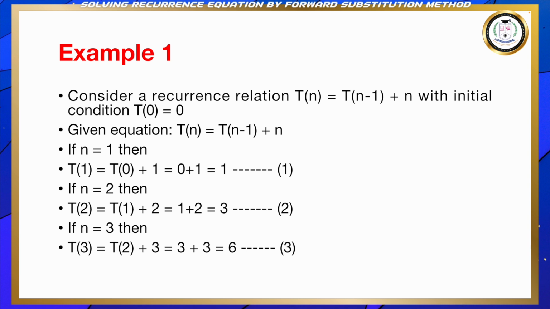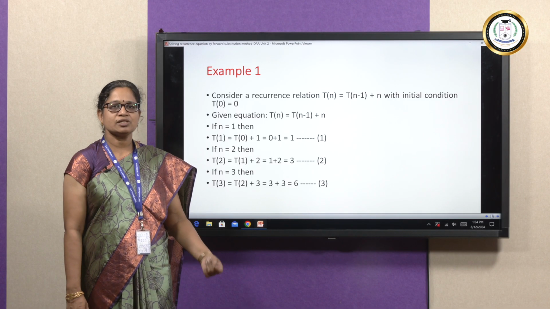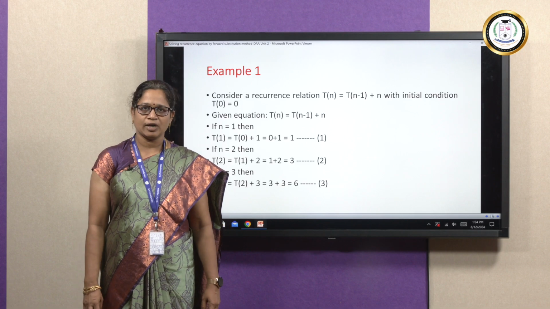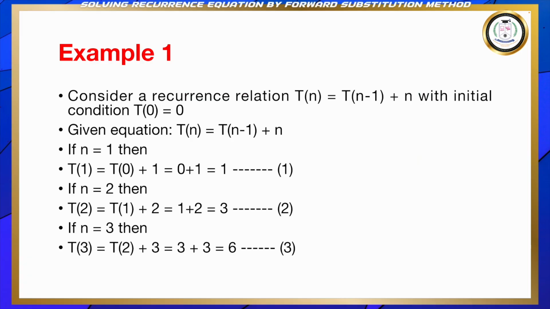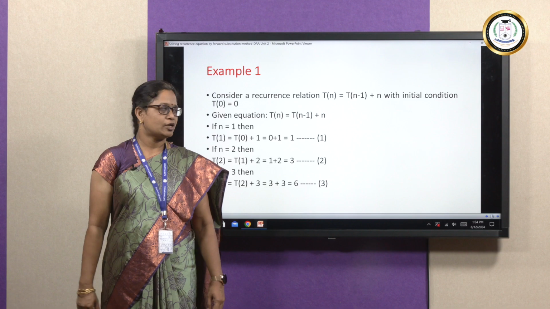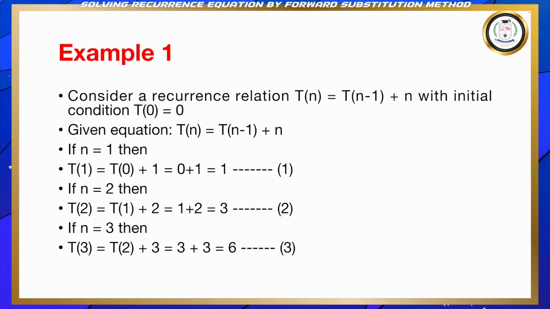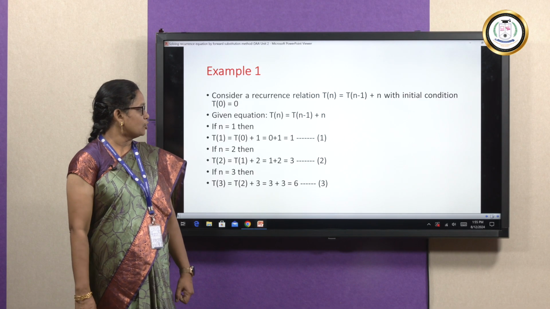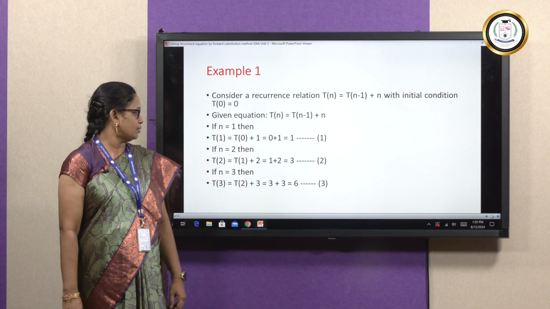The given equation is T(n) = T(n-1) + n. The initial condition is given as T(0) = 0. Let us now take n = 1 and substitute in the given equation. If n = 1, the given equation becomes T(1) = T(0) + 1. The initial condition T(0) = 0 is already given. So this is equal to 0 + 1, which is equal to 1.